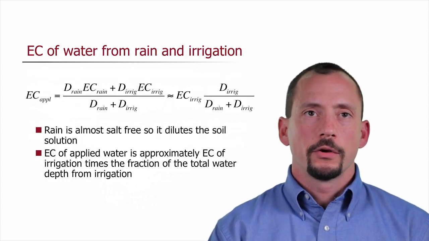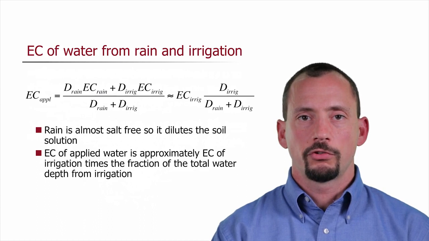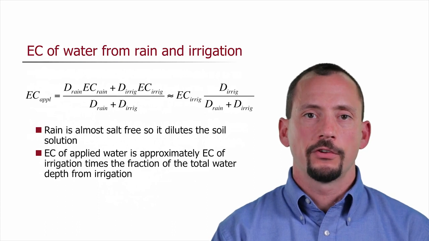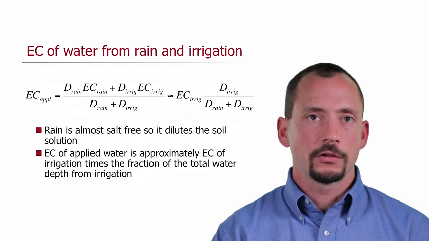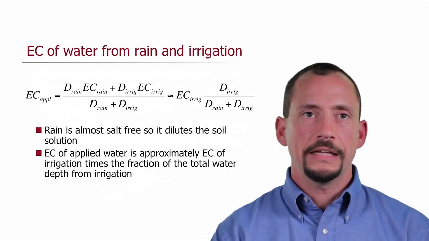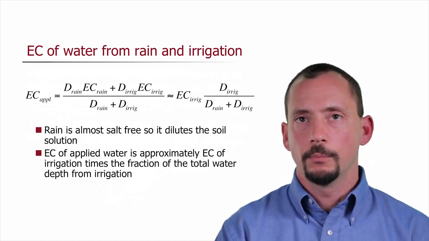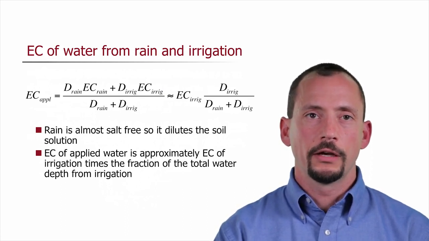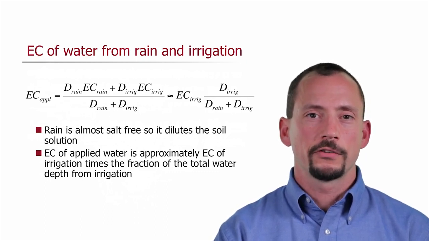One more thing that is important to note here is that rain is almost free of salt, so it dilutes the soil solution. So if you're working in a system where you are irrigating, but you also have some rainfall that's adding to the soil water balance, then you need to take that into account. And this is an extremely simple mass balance: the EC of all the water applied is simply the EC of the irrigation water multiplied by the depth of irrigation over the total depth of water that's come in, either from rain or irrigation. So this is really simple, but it's important to do if a significant amount of the water that's hitting the soil is from rainfall.